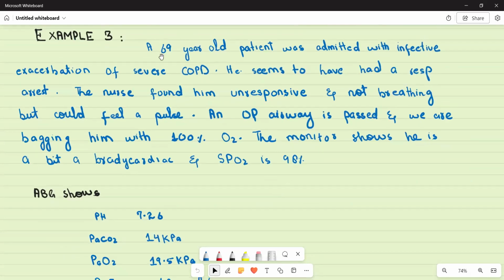So you have a 69-year-old patient, diagnosed case of severe COPD, presented with infective exacerbation. He was found to have a respiratory arrest, which means that he was not breathing and he was unconscious, but there was a pulse. Okay, so it was not a cardiorespiratory arrest, it was only a respiratory arrest. The nurses have secured his airway by passing an oropharyngeal airway, and they were bagging him with bag mask ventilation with 100% oxygen. Monitor was attached, and it shows that the heart rate is a bit low and oxygen saturation on pulse oximetry is 98%.